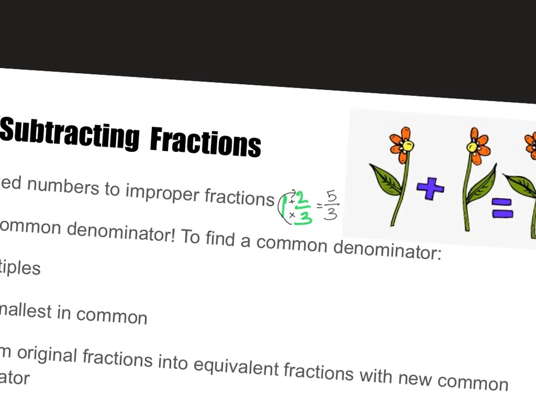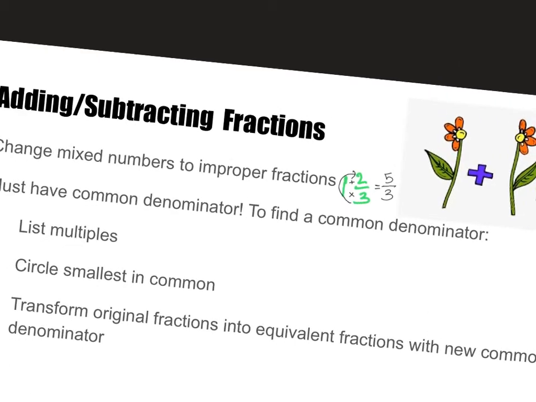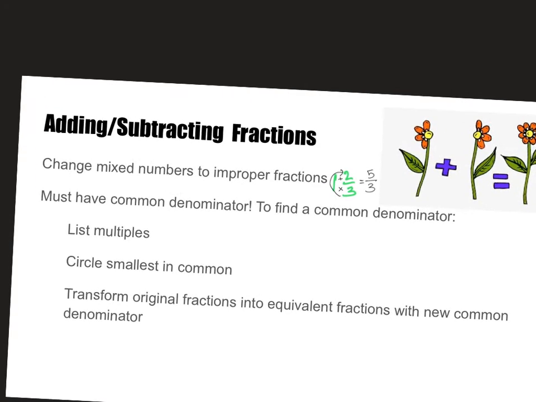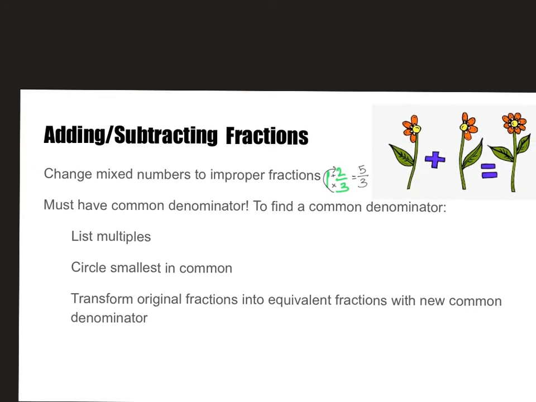Okay. Now, once you have that taken care of, you need to have a common denominator. So to find a common denominator, you need to list the multiples and then circle the smallest number that they have in common and then transform. So let's just do some examples here. Let's say we'll use 5 over 3. We want to do 5 over 3 plus 7 over 12.